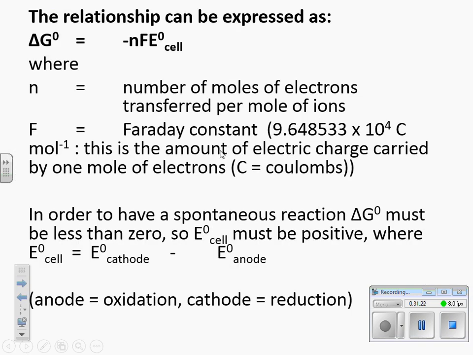Those component parts, we've actually got enough information to do this now. Well, you will have. N is the number of moles of electrons transferred per mole of ions. You should be able to already tell me what we've got for that. How many moles of electrons are we going to have involved with each mole of ions?